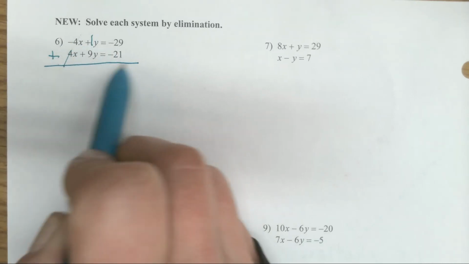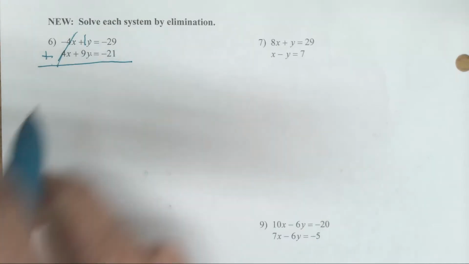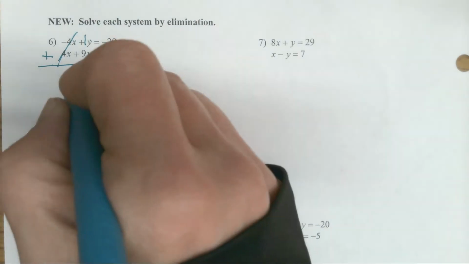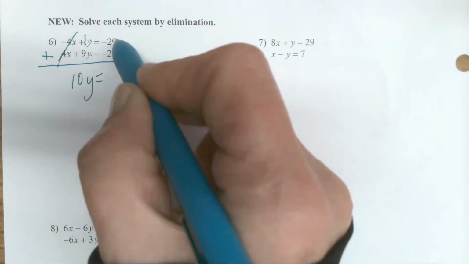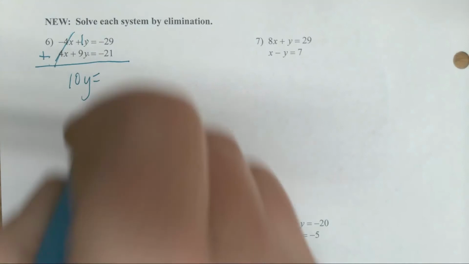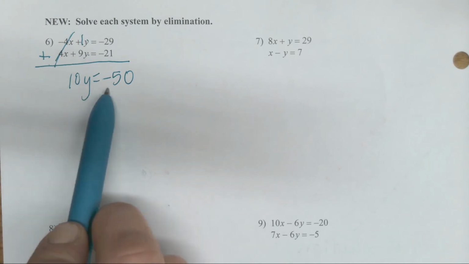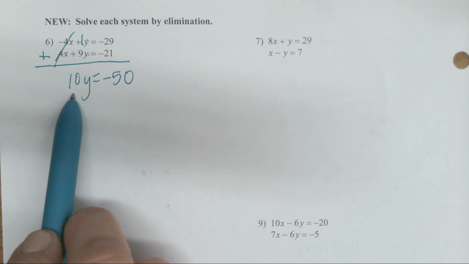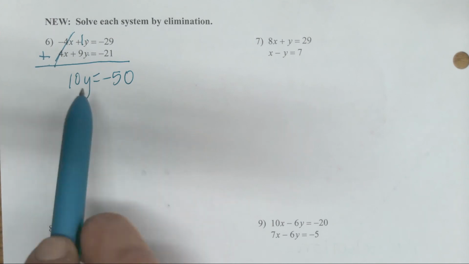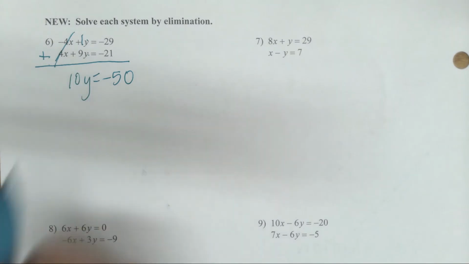When I add these together again, the x terms cancel out. What is 1y plus 9y? 10y. What is negative 29 plus negative 21? Negative 50. And once I have one variable left, I can solve this like a regular old equation. How do I get y alone?